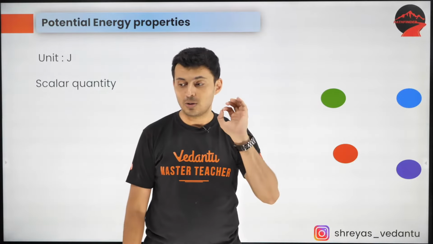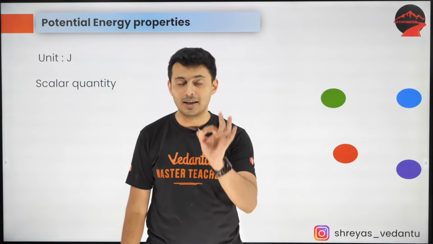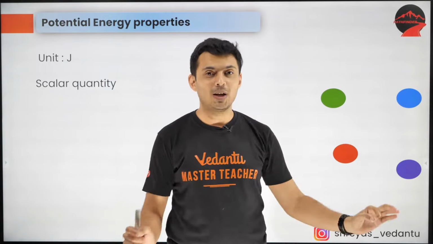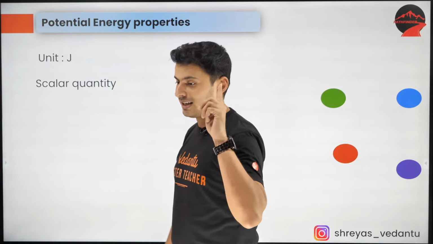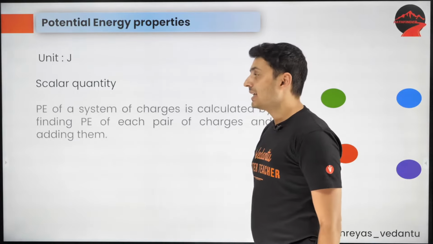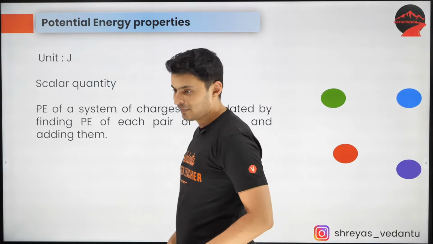Can K be negative? No, Bhargav. K is always a positive number. Yes, it is 9 into 10 to the power 9, the Coulomb constant, 9 into 10 to the power 9 for SI units. All right. Next important thing.